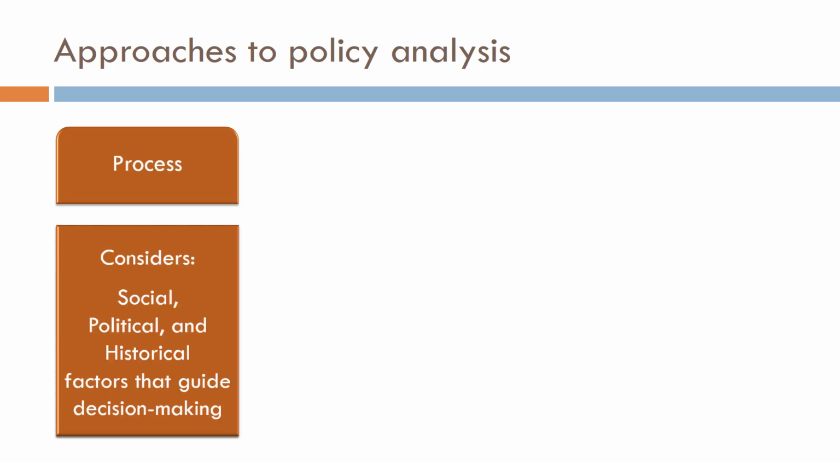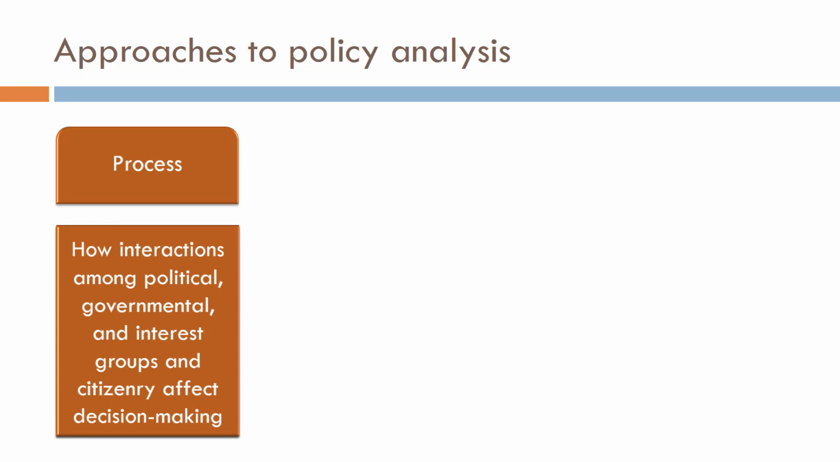Policy analysis that involves analysis of process is concerned with how interactions among political, governmental, and interest groups, as well as the citizenry, affect decision making. So some things to consider would be where the policy's ideas came from in the first place. Was this a grassroots effort from the public, or does this come from higher up, from some sort of legislative body, etc.? And also how those different groups interact. For example, was there any interaction between the legislative makers of the policy and the public that will be affected by the policy?